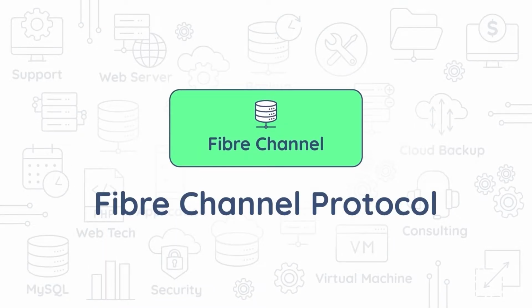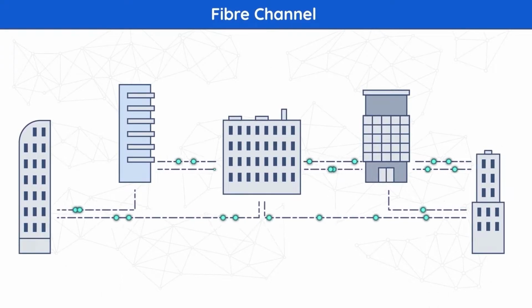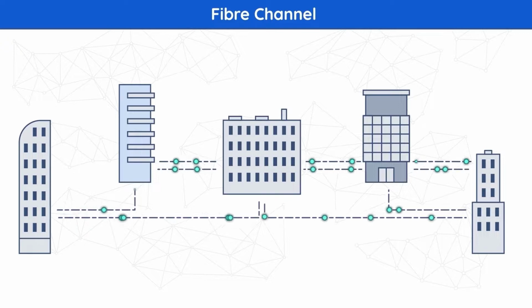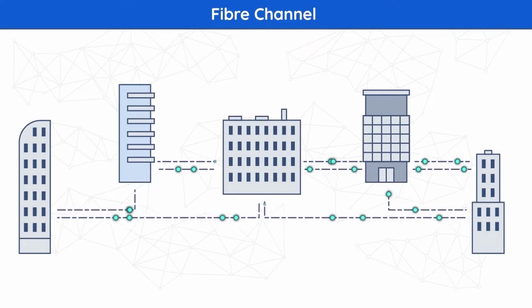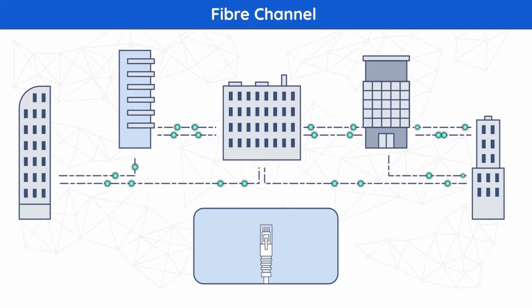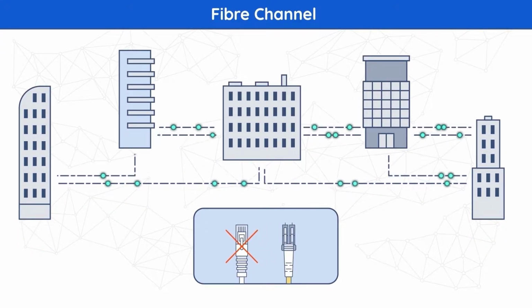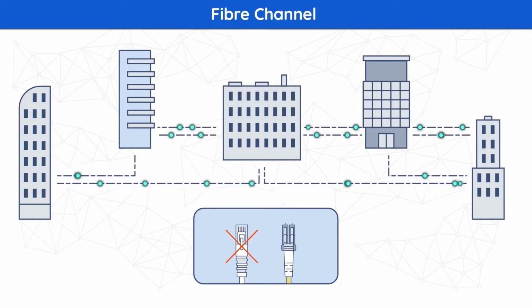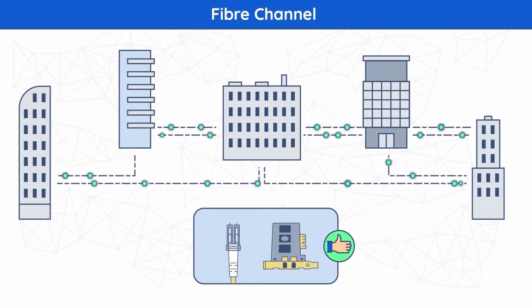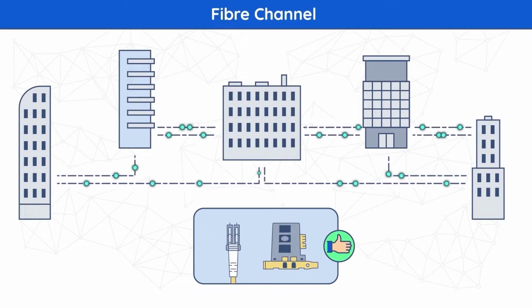Fibre Channel. The next block-level storage protocol on the list is Fibre Channel. Fibre Channel presents block devices similar to iSCSI, since I/O operations are carried out over a network, except it uses fiber optic cables instead of Ethernet cables. In addition to dedicated fiber optic cables, the Fibre Channel protocol also requires a dedicated HBA card on the server side to connect the storage array.